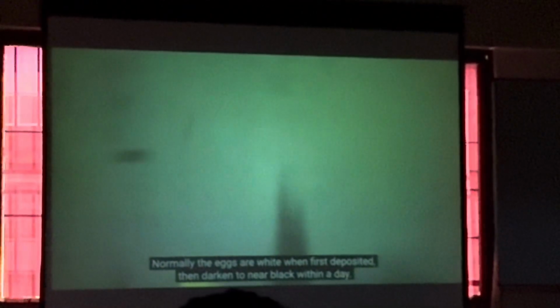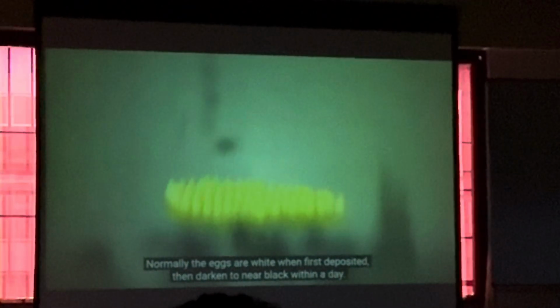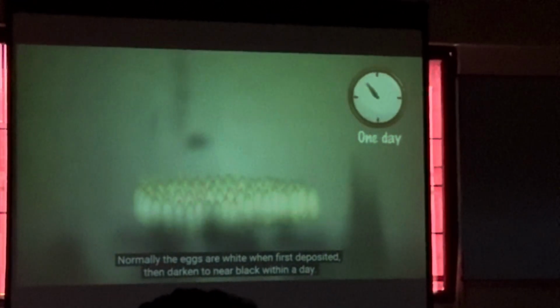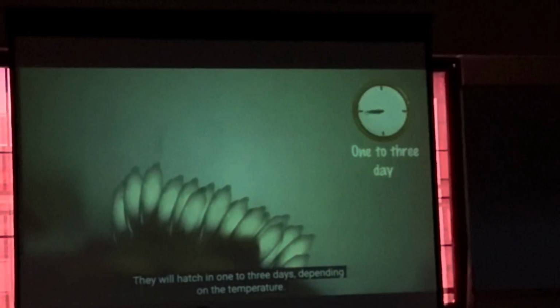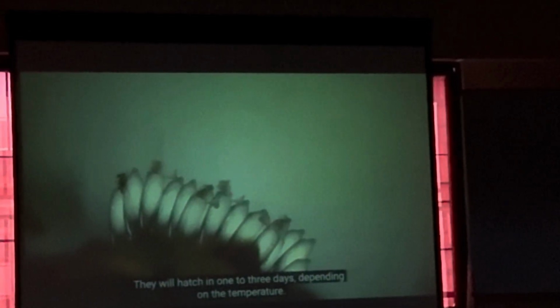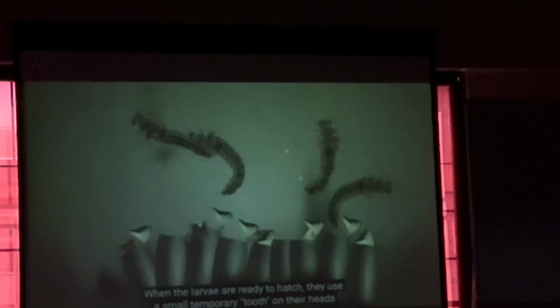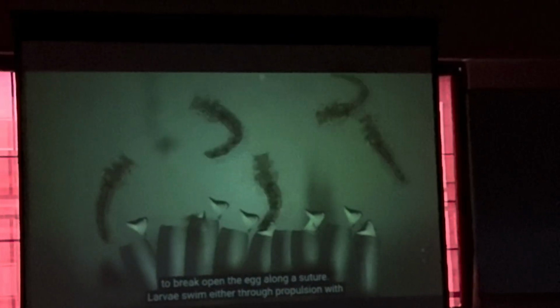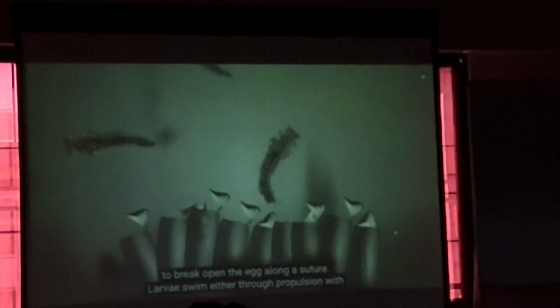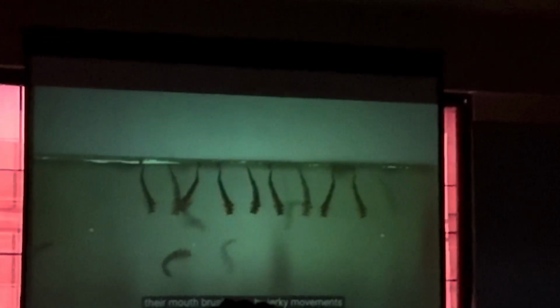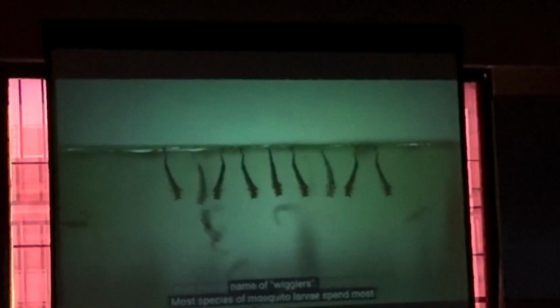Normally the eggs are white when first deposited, then darken to near black within a day. They will hatch in 1 to 3 days depending on the temperature. When the larvae are ready to hatch, they use a small temporary tooth on their heads to break open the egg along a suture. Larvae swim either through propulsion with their mouth brushes or by jerky movements of their entire bodies, giving them the common name of wigglers.